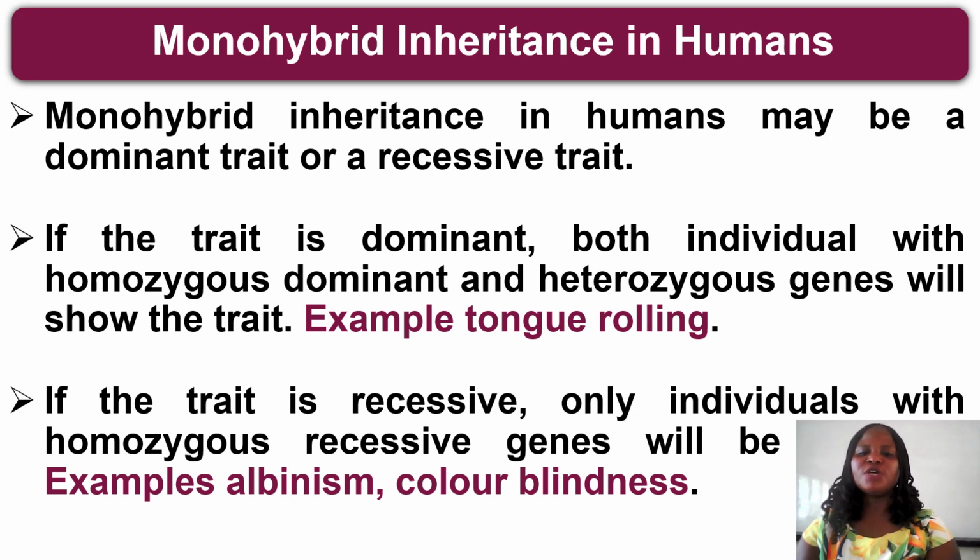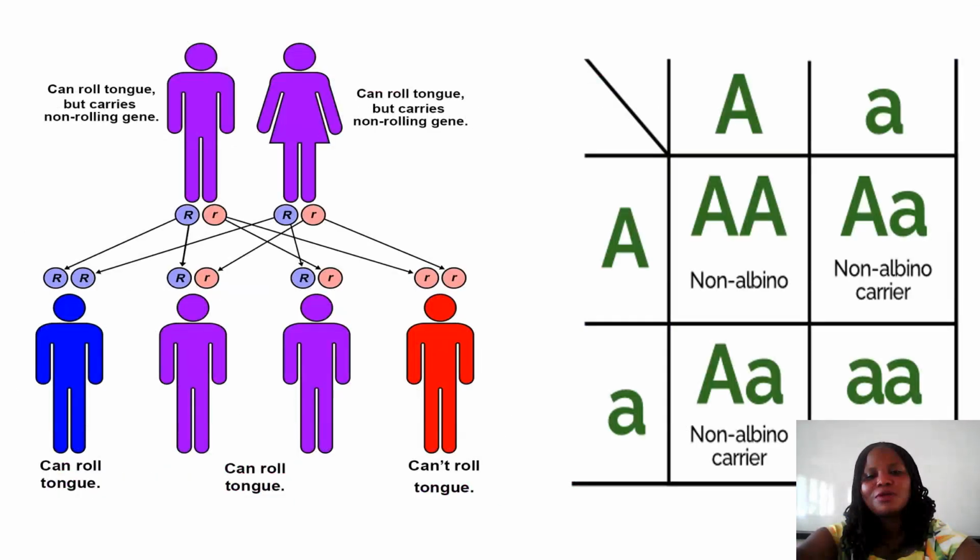Then if the trait is recessive, only individuals with homozygote recessive genes will be able to show the trait. Examples are albinism and color blindness. Let's use this diagram to illustrate monohybrid inheritance in humans. So when it comes to tongue rolling, we have these two parents.